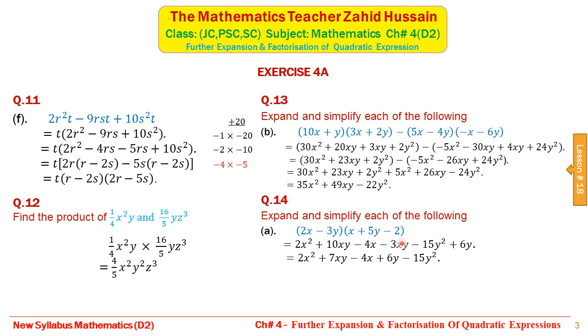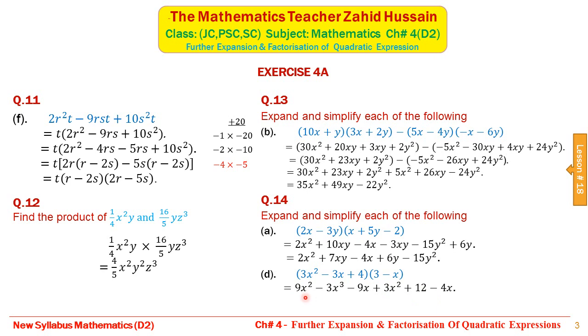10xy minus 3xy is 7xy, minus 4x plus 6y minus 15y square. And its d part, again we will multiply 3x square with 3 and minus x, and we will get this expression: 9x square minus 3x cube minus 3 multiplied by 3 is minus 9x, minus 3x multiplied by x is plus 3x square, plus 12 and minus 4x.